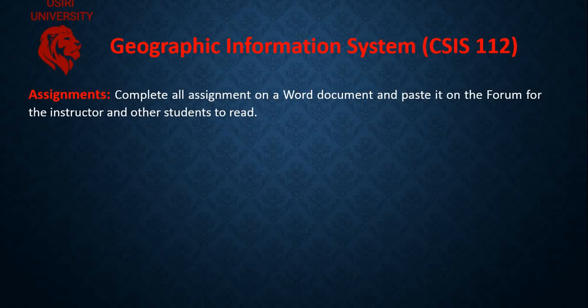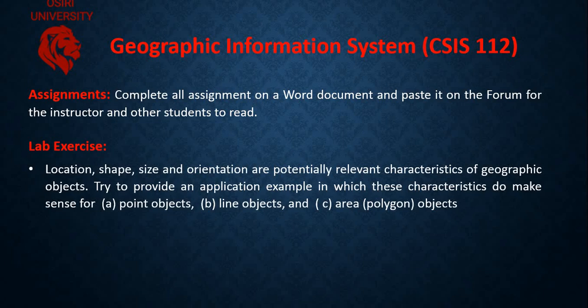Now, assignment 1. Complete all the assignments on the Word document and paste it on the forum for the instructor and other students to read. Here's the lab exercise. We all know that location, shape, size, and orientation are potentially relevant characteristics of geographic objects, right? Alright, try to provide an application example in which these characteristics still make sense for a point object, for a line object, and for an area object. Taking a glimpse of the example I actually provided using the petrol station, I want you to look at other aspects that you can make examples from.